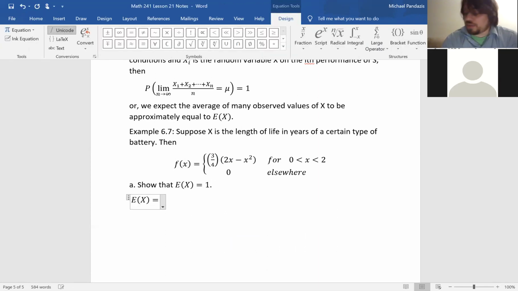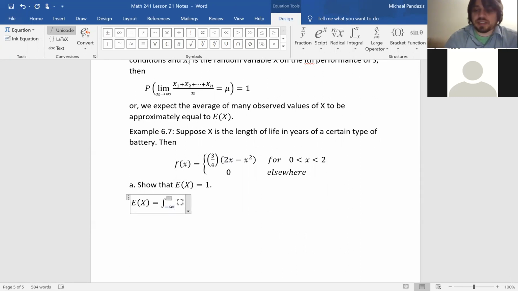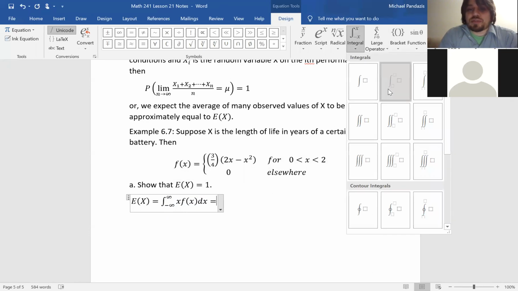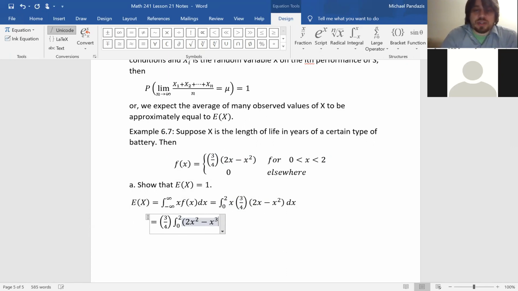So E of X is equal to, this is a continuous random variable. You can see that by the way we define the PDF. So E of X is equal to the integral from negative infinity to infinity of x f of x dx. And again, the PDF is only non-zero between x equals 0 and 2, so we can restrict this integral to 0 to 2. And then we have x times the PDF there, and then dx. Now when you calculate this integral, I'm going to move the 3/4 out. Then you have the definite integral from 0 to 2 of x times that, which is 2x squared minus x cubed, dx.